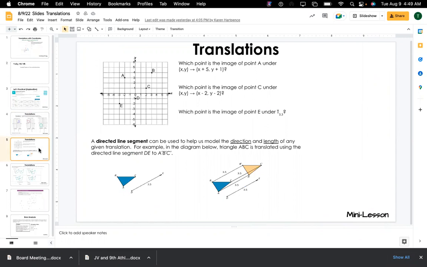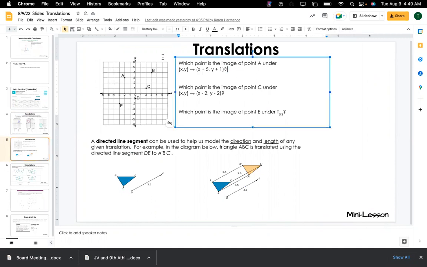Okay. All right. So which point is the image of point A under X plus 5, comma, Y plus 1? So what is this actually saying? Well, this is saying move it 5 units to the right. We're going 5 units to the right.